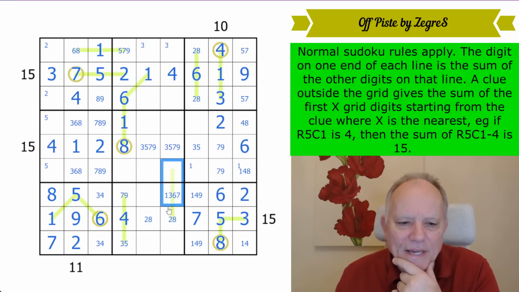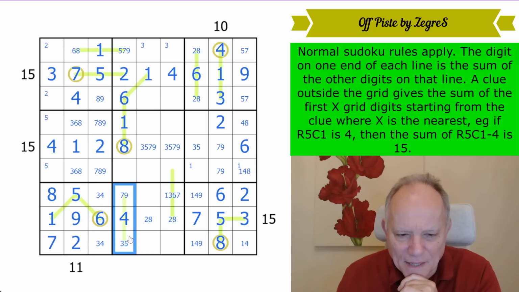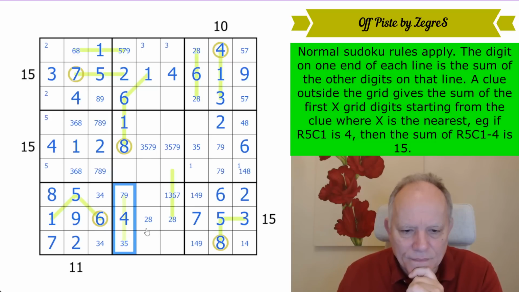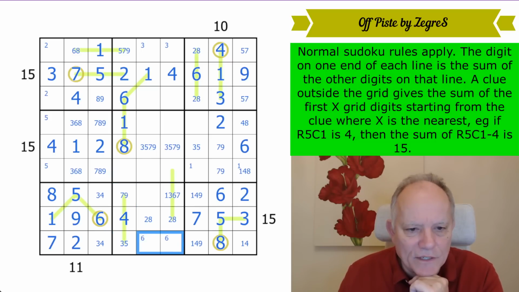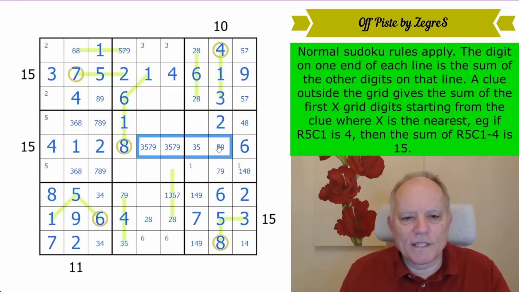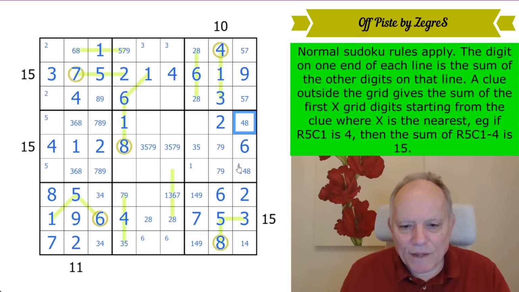And it hasn't impinged on this arrow. I don't think anything is limited. Am I missing something with this arrow? I might be now. Six is in one of those two. That's not interesting. 4, 1, 2, 8, 3, 5, 7, 9. Ah, something's going on here. One of those is definitely an 8.